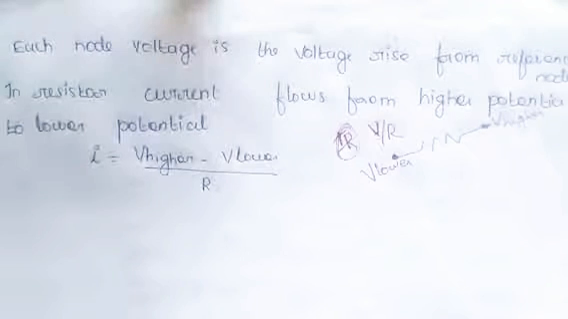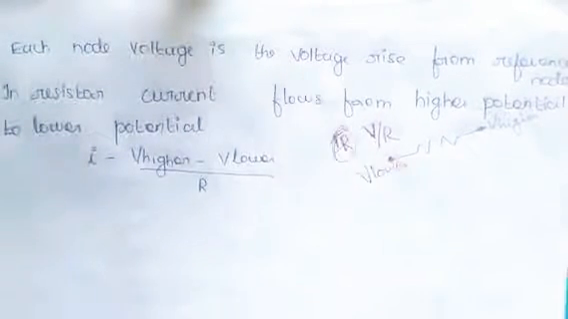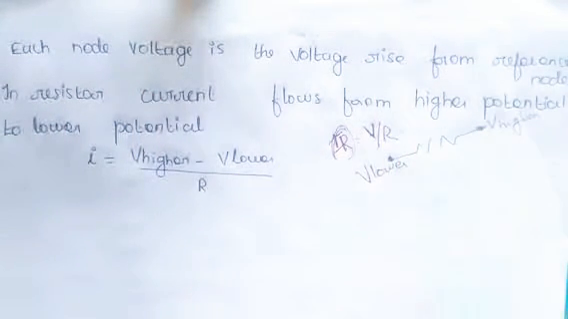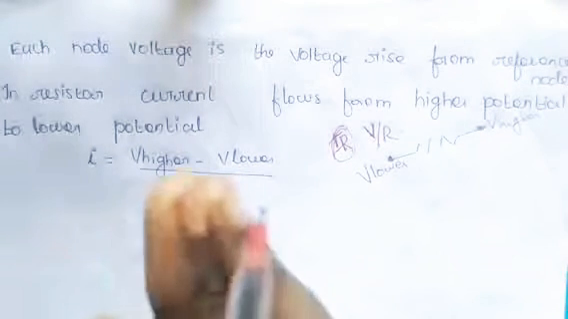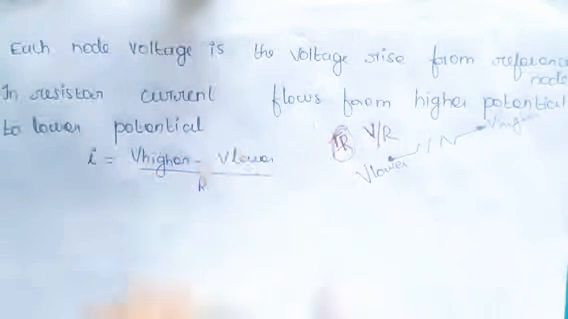It is very important to remember these 2 points. Each node voltage is the voltage rise from the reference node. Simply I can say, if I am writing the KCL equation for a non-reference node, that node voltage is assumed to have a higher value than the other nodes which are involved in that KCL equation.